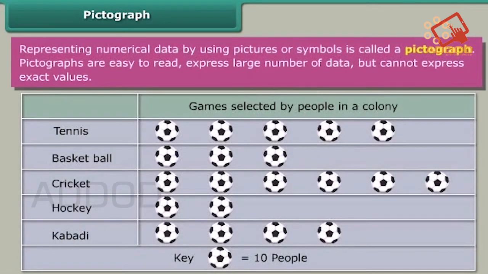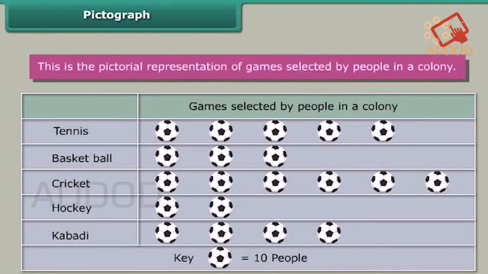Pictograph. Representing numerical data by using pictures or symbols is called a pictograph. Pictographs are easy to read and express a large number of data, but cannot express exact values. This is the pictorial representation of games selected by people in a colony.